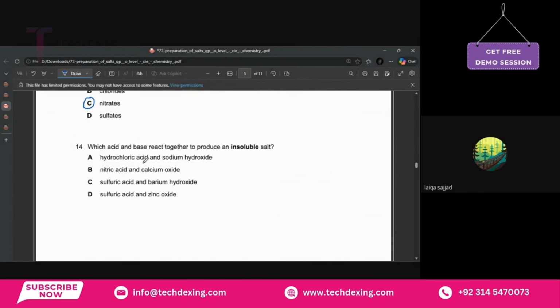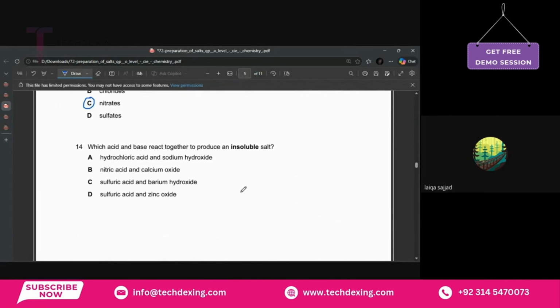Which acid and base react together to produce an insoluble salt? Hydrochloric acid and sodium hydroxide, nitric acid and calcium oxide, sulfuric acid and barium hydroxide, or sulfuric acid and zinc oxide? C. Sulfuric acid and barium hydroxide. Yes.